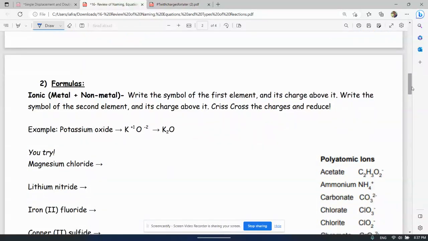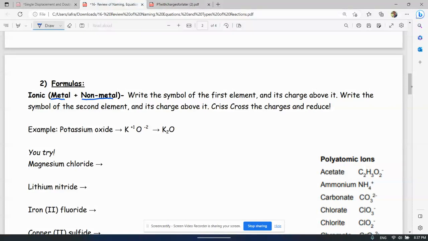In this video, we're going to see how to write formulas for ionic compounds. Remember, ionic compounds are those with metals and nonmetals, or metals and polyatomic ions. All you do is write the metal first on the left side, the nonmetal on the right side, put the charges, do a crisscross, then reduce charges, and you have your final answer.